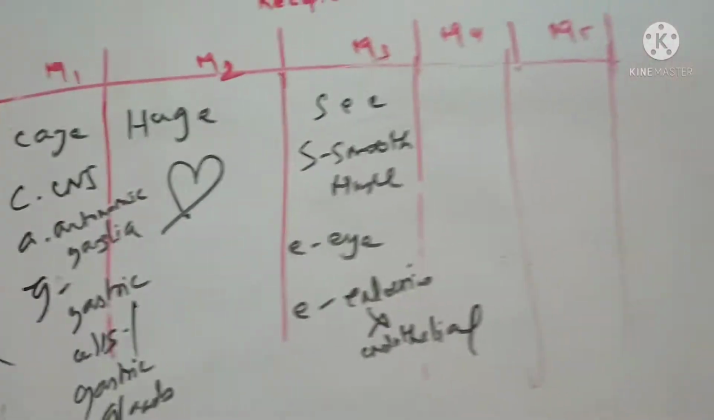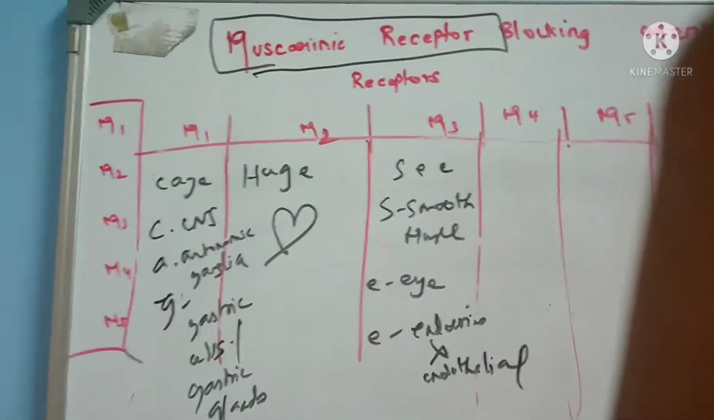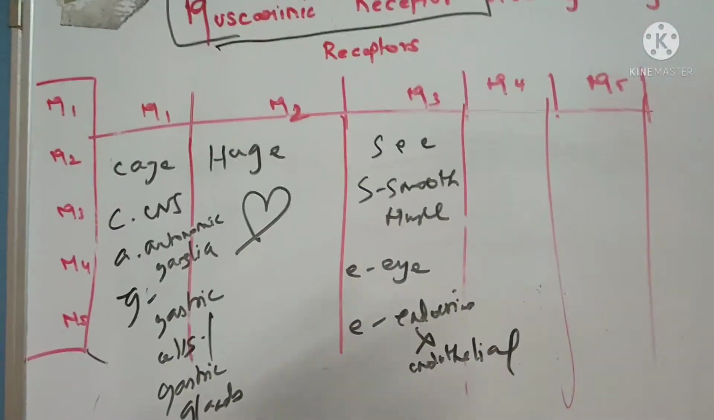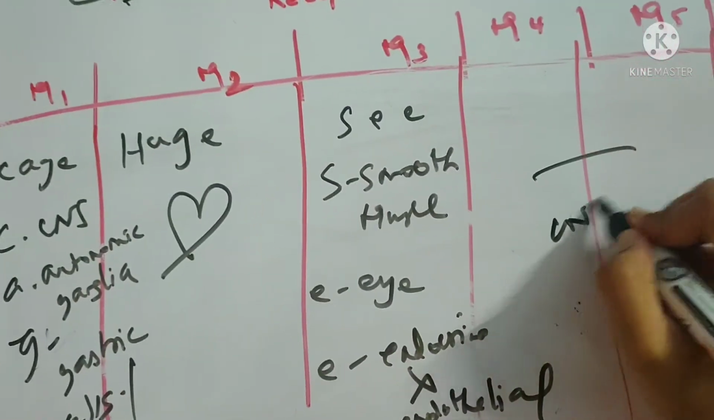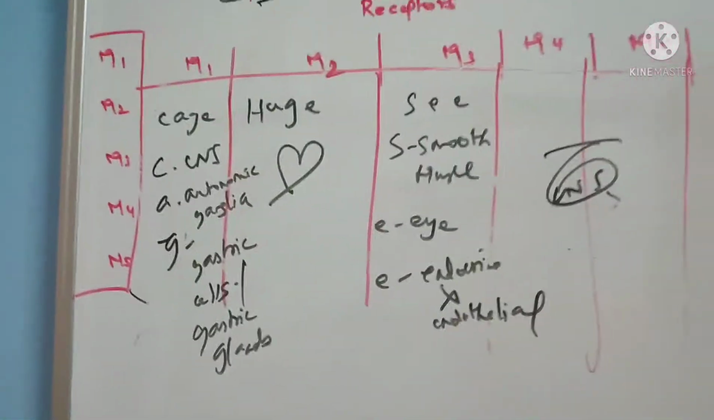And next, M4 and M5 are left. These two are present in the CNS.